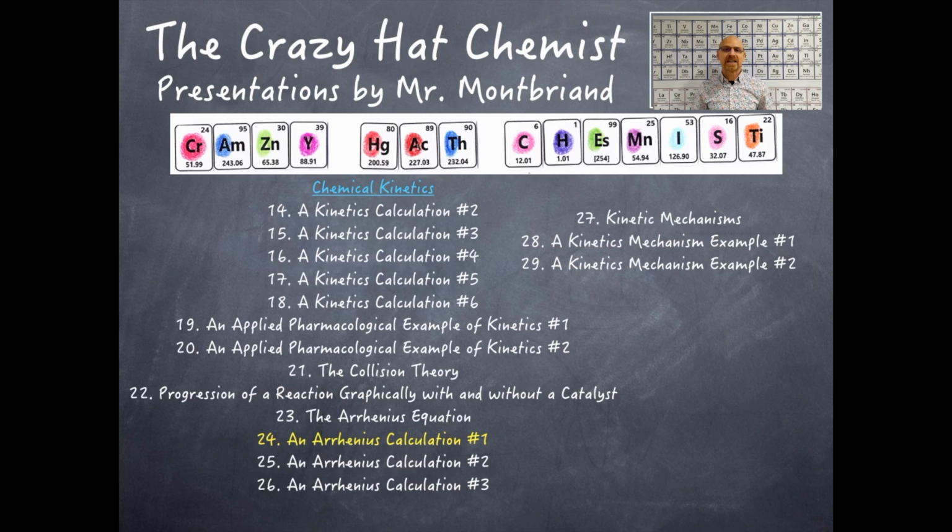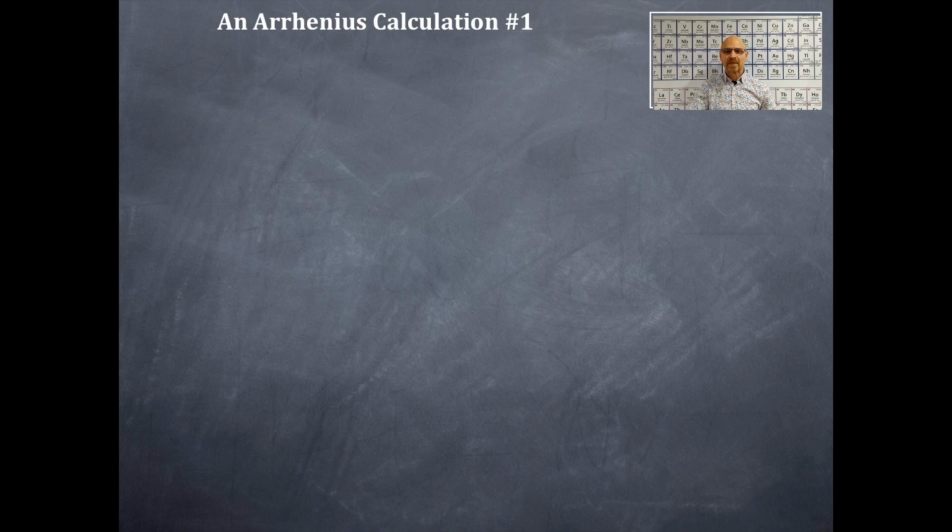So another video here on kinetics. So let's get moving. Bam! So an Arrhenius calculation number 1. Let's see what this one entails for us today. All right, we're going to calculate the activation energy, that's E sub A, given the following data.